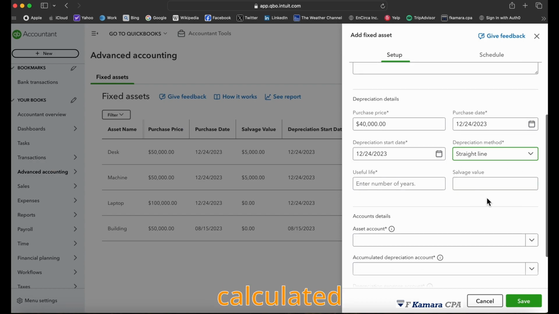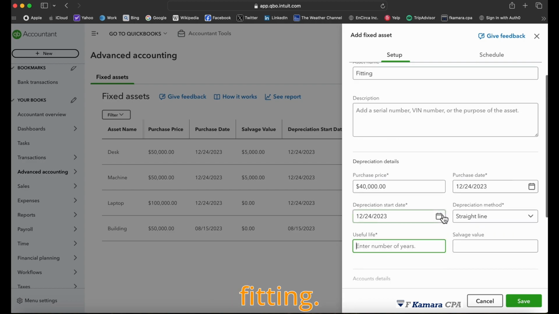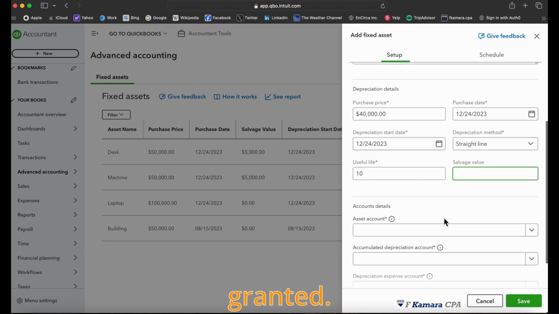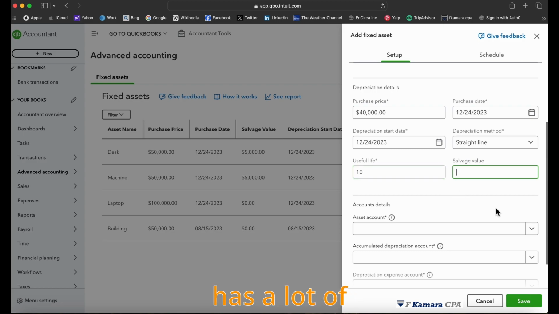Once we calculate the depreciation, I'm going to show you also how to do it manually, because when you know how to do something, you can compare your results to the software result just to make sure it is accurate. Now let's see the number of years. Let's just say 10 years. This is an estimated useful life, so don't take it for granted. Some assets have very different useful lives.